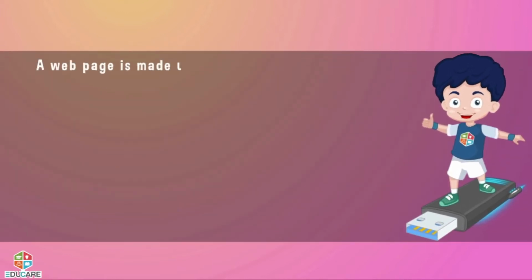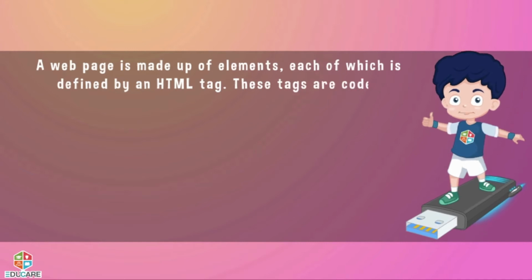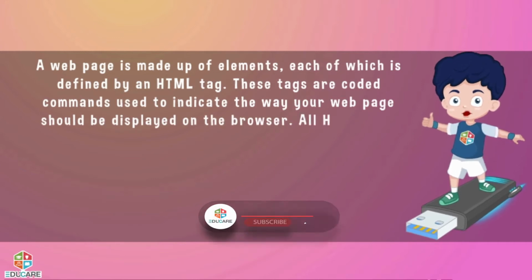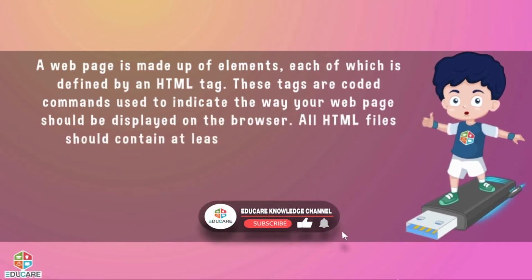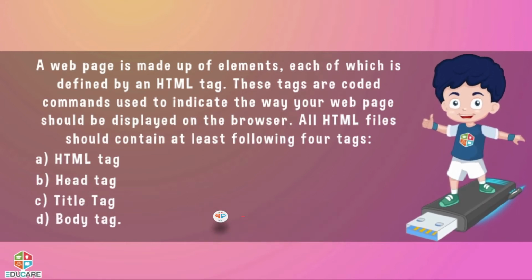A web page is made up of elements, each of which is defined by an HTML tag. These tags are coded commands used to indicate the way your web page should be displayed on the browser. All HTML files should contain at least the following 4 tags: A. HTML tag, B. Head tag, C. Title tag, D. Body tag.